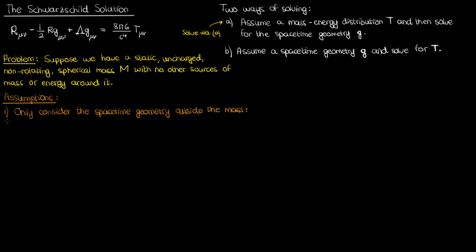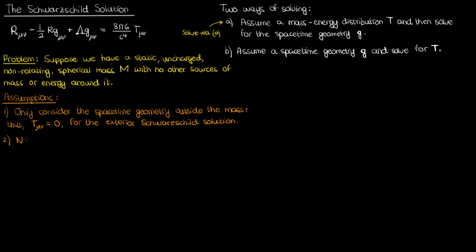Now, in that surrounding vacuum, there is no mass or energy, meaning that the stress energy momentum tensor is 0. Inside the mass, sure, there's mass and pressure, meaning the stress energy tensor won't be 0, but outside the mass, it will be 0. By the way, making this assumption means that we're going for the exterior Schwarzschild solution.